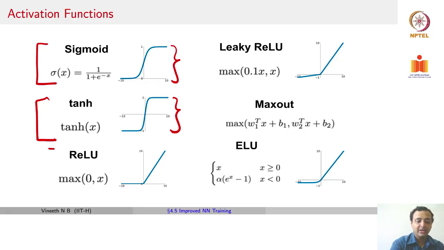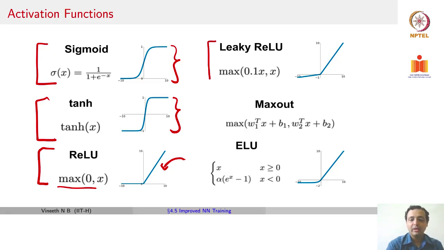The rectified linear unit, developed in 2012 as part of the AlexNet contributions, has a form given by this. The equation for this graph is max of 0, x. If the input is negative, the output is going to be 0. If the input is positive, the output remains as it is, the input itself.